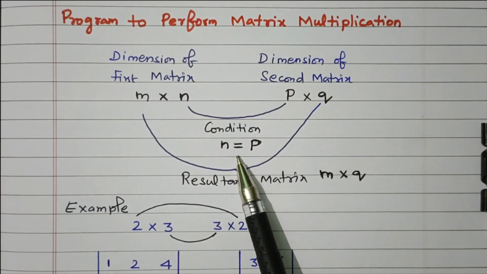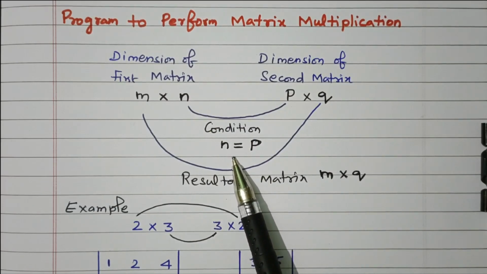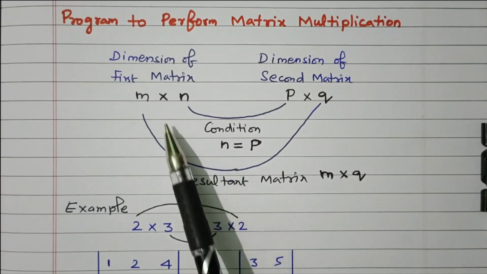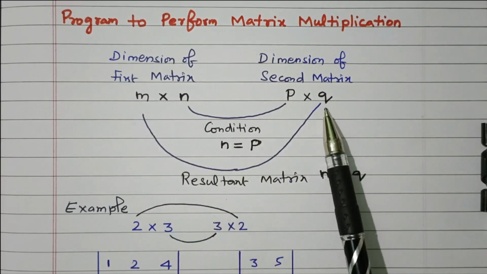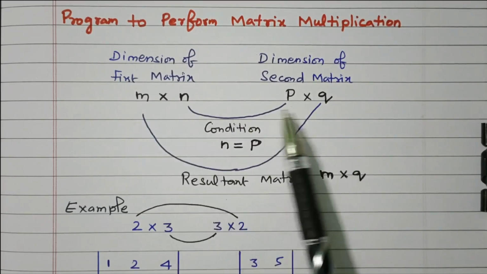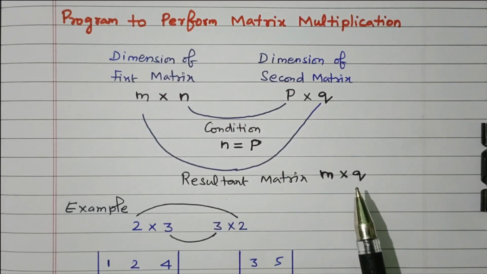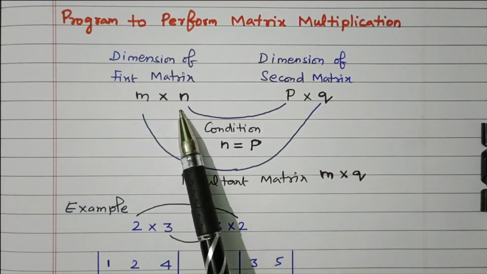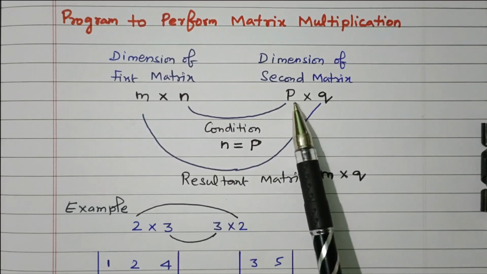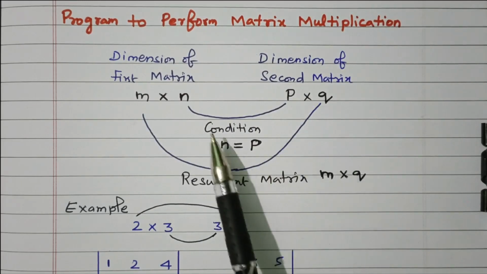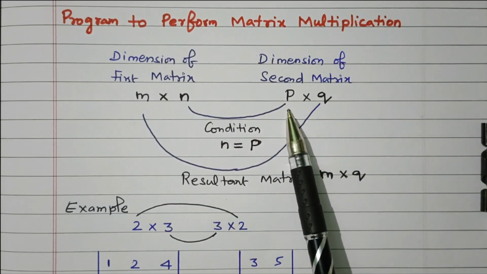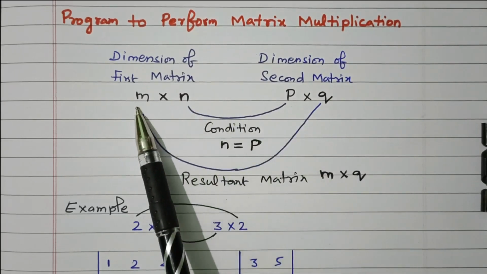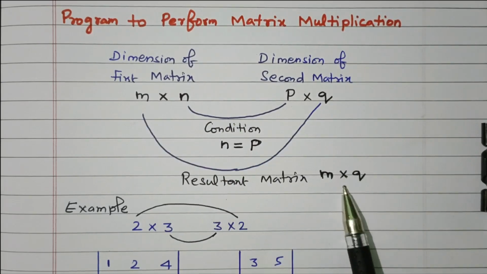In that case, the dimension of the resultant matrix after multiplication is nothing but m into q: the rows of the first matrix and the columns of the second matrix. So we will get the resultant matrix as m into q, right? So m into n is the dimension of the first matrix, p into q is the dimension of the second matrix. n should be equal to p, then only we can perform the matrix multiplication. After multiplication, we get m into q as the resultant matrix, right? Now we'll see the example.